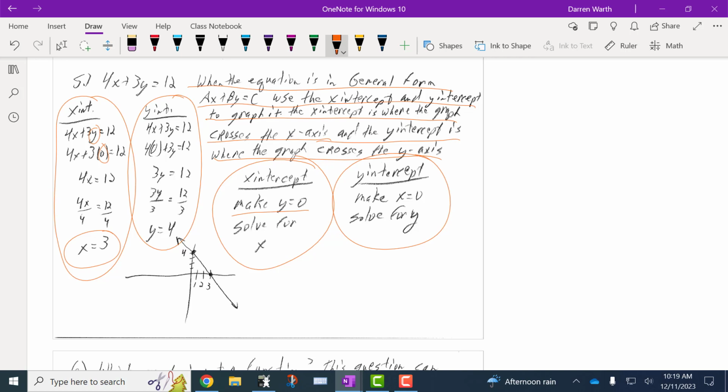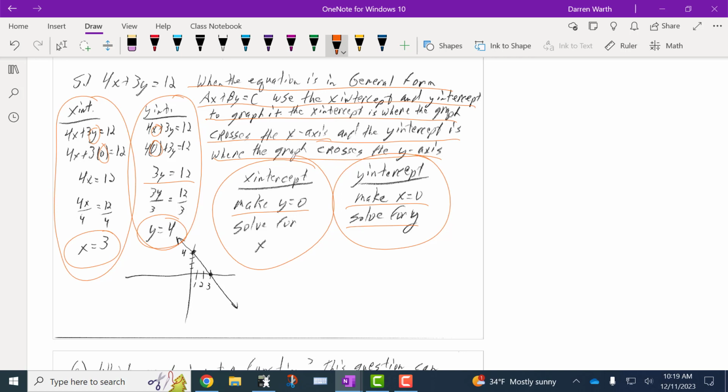Okay, so to find the y-intercept, you're going to make x equal 0 and solve for y. So to find my y-intercept, notice my x right here is replaced with 0. So I multiply that out. 4 times 0 is 0, so I get 3y equals 12. Divide both sides by 3, and I get y equals 4.